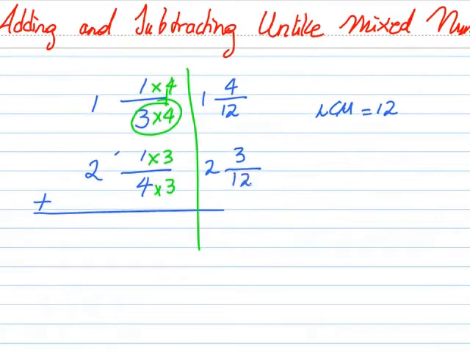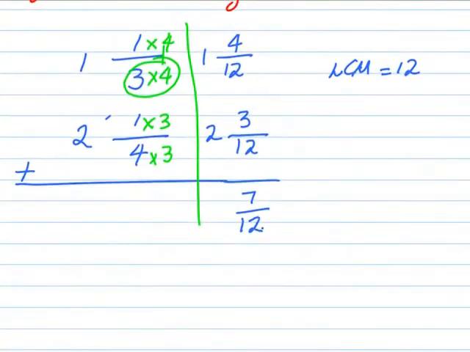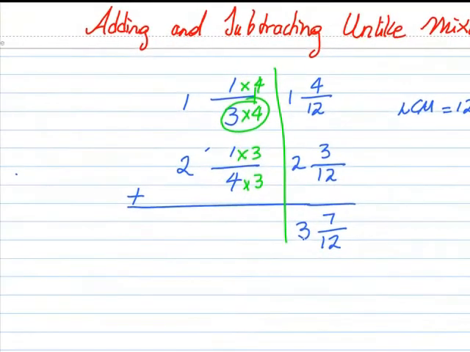When you add, you simply add 4 plus 3, 7, denominator stays the same, 2 plus 1, 3. 3 and 7/12. You will have to simplify if you need to. Let's do an example where we will need to do some modifications after we add. Let's add 1 and 7/8 and 1 and 3/4.